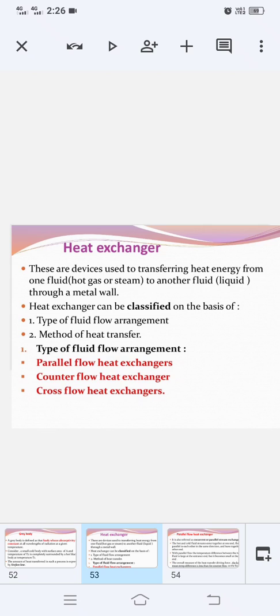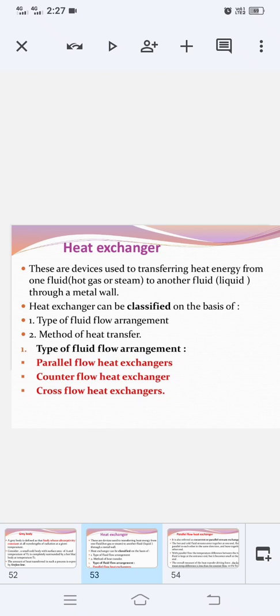Some of the processes which involve heat transfer in pharmacy are the preparation of starch paste for granulation, crystallization, evaporation, and distillation. These all are the various processes which involve the heat transfer mechanism.